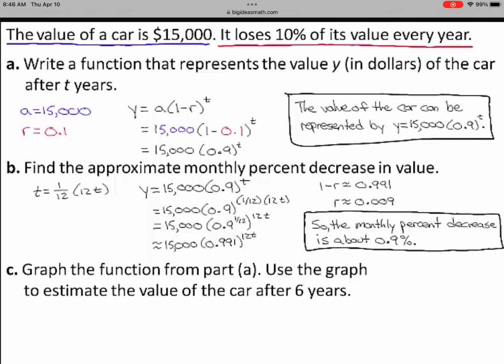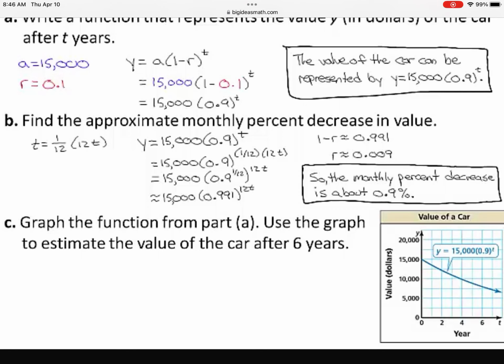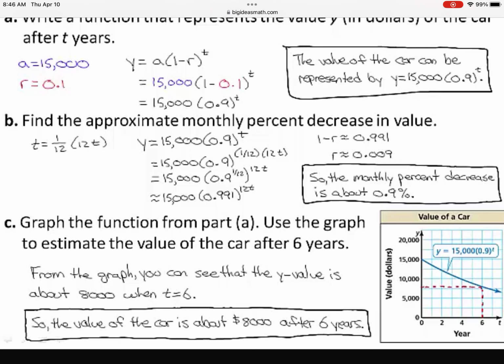Part C. Graph the function from Part A. Use the graph to estimate the value of the car after 6 years. First graph the function, y = 15,000(9/10)^t. From the graph, you can see that the y value is about 8,000 when t equals 6. So the value of the car is about $8,000 after 6 years.